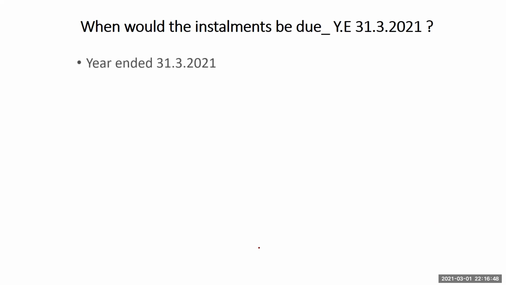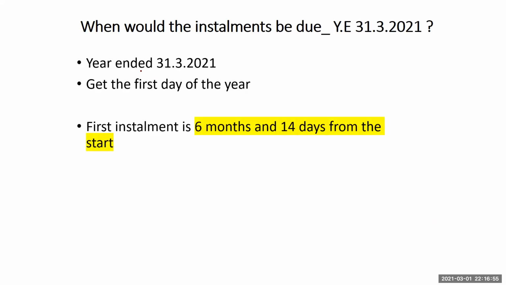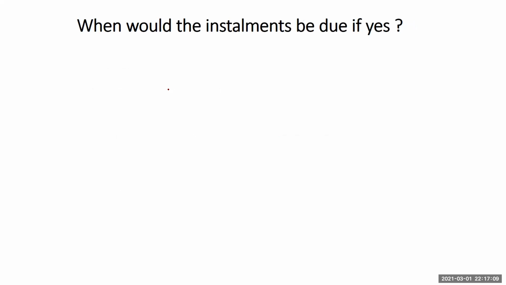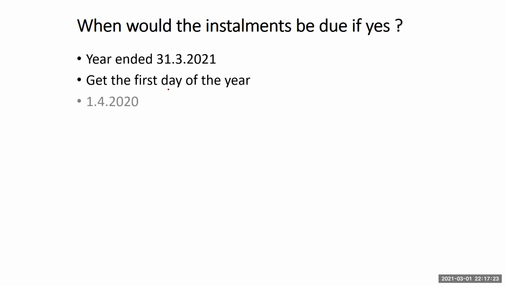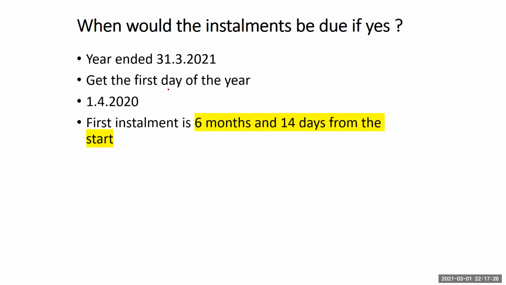When would the installments be due? This is typically about the timelines or the dates. Normally we consider the year ended 31st March 2021. First, find the first date of the year, which is 1st April 2020. The first installment is 6 months, 14 days from the start, which gives us 14th October 2020.